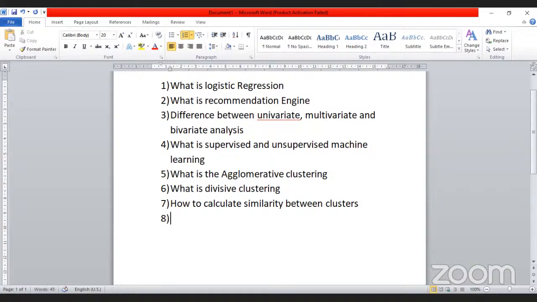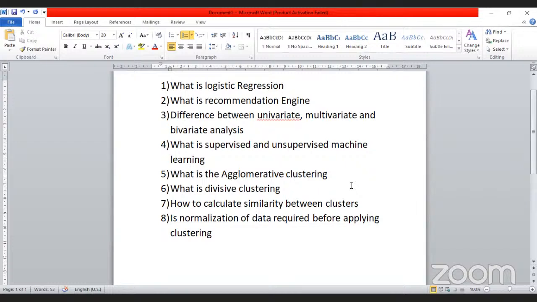Okay, now the next question is, is normalization of data required before applying a clustering technique?